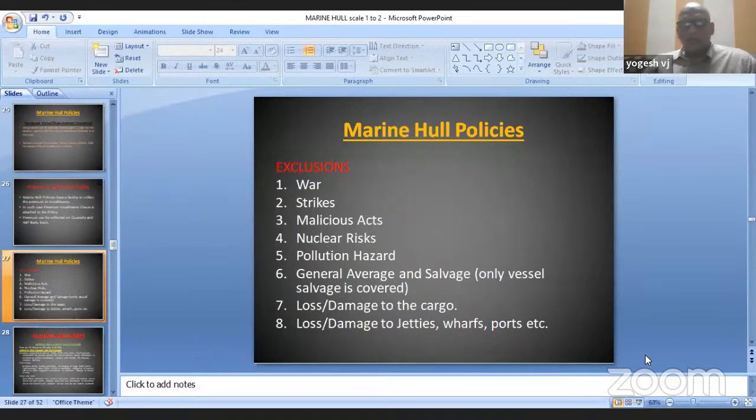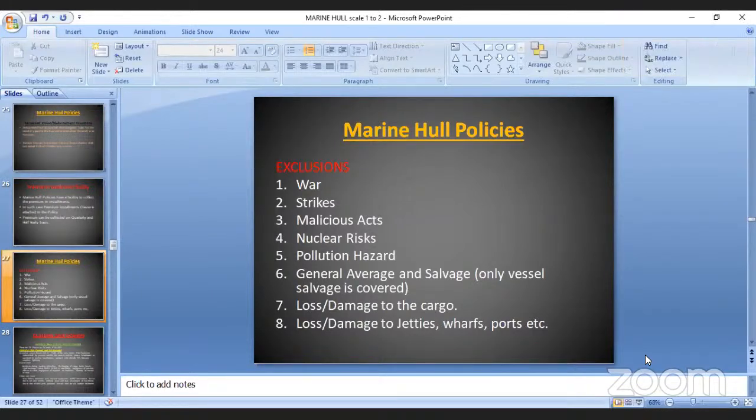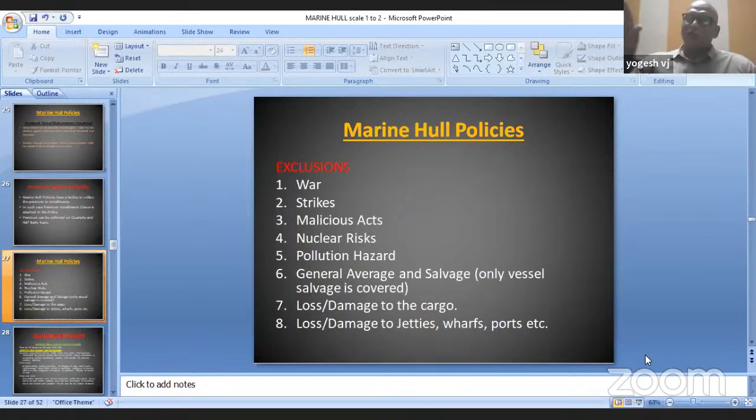Now, marine hull policies, exclusions. Remember, war is an exclusion everywhere. War cannot be covered either in marine cargo policies unless a separate war and SRCC cover is taken. Neither is it covered in hull and machinery policies. So war is an exclusion, strikes, malicious damage, nuclear risks, pollution hazard. General average and salvage, only vessel salvage is covered. The cargo ka bol raha hu bhai. What is excluded over here is general average and salvage of cargo. Vessel ka general average, cargo wo, salvage wo hota hai. Loss or damage to the cargo, loss or damage to the jetties, wharfs, ports, etc.